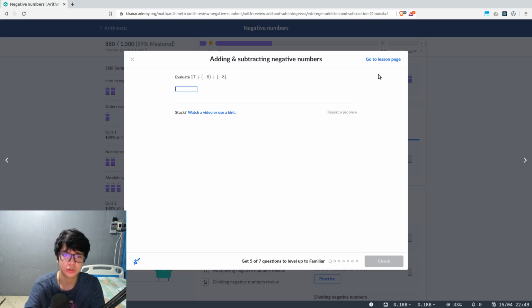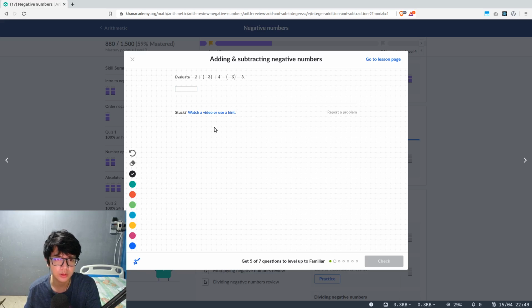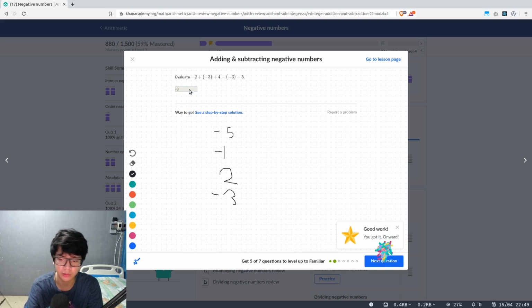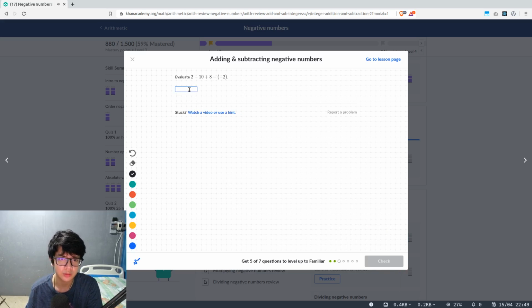Oh wow, it's hard. Okay, so it's going to be negative. I mean 9 minus 8 to 1, right? Negative 2 plus negative 3 is going to give us negative 5, and plus 4 is going to be negative 1. Plus 4 minus plus 3 is going to be positive 2. Minus negative 3. Hopefully it's correct. 10 is negative 8, 0, positive 2.